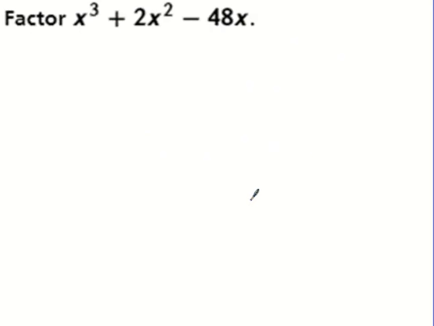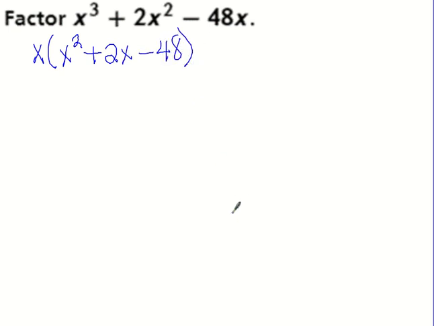Okay, so for this one, I actually first can pull out an x. Do you notice how they all have an x in common? So that's the first thing I'm going to do, is factor out that x. So I'm going to get x squared plus 2x minus 48.